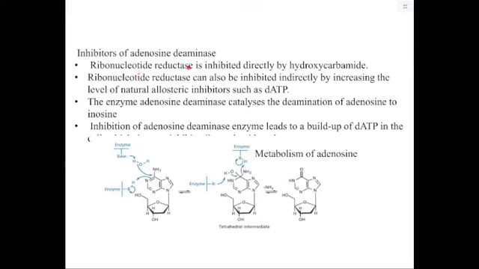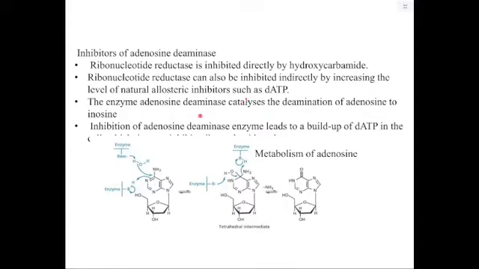Ribonucleotide reductase is the enzyme that synthesizes the deoxy form at position 2' from the ribose nucleotides. It is inhibited directly by hydroxycarbamide, as we mentioned. But ribonucleotide reductase can also be inhibited indirectly by increasing the level of natural allosteric inhibitors such as deoxy-ATP. This is what we call a negative feedback mechanism.